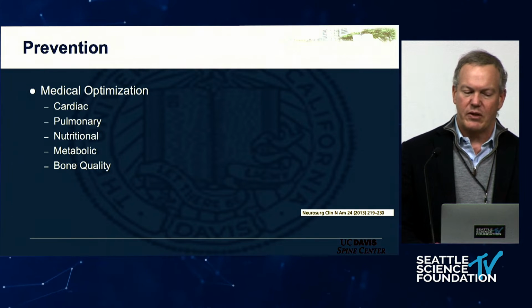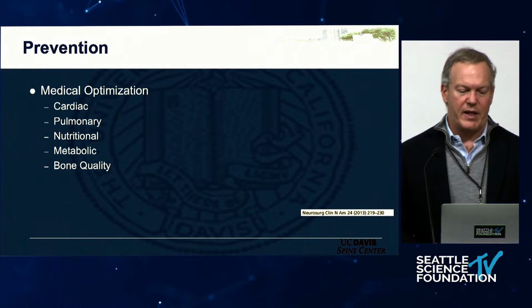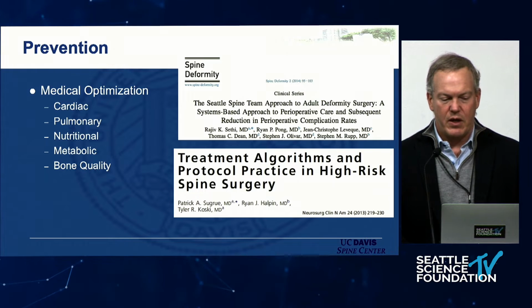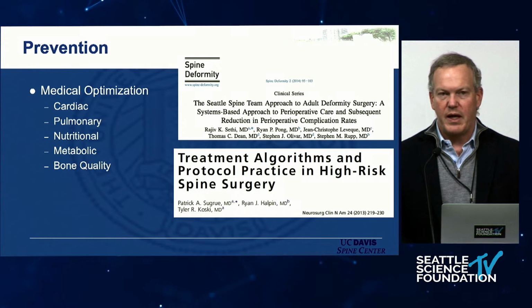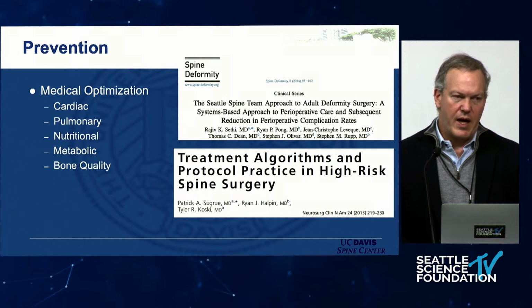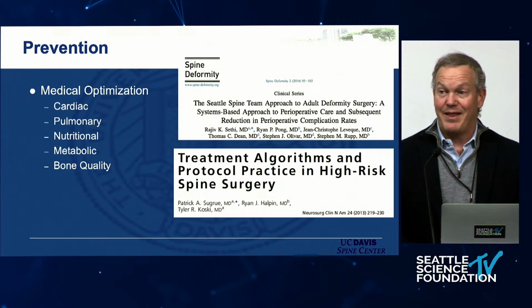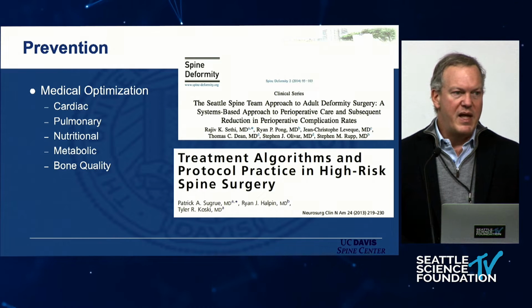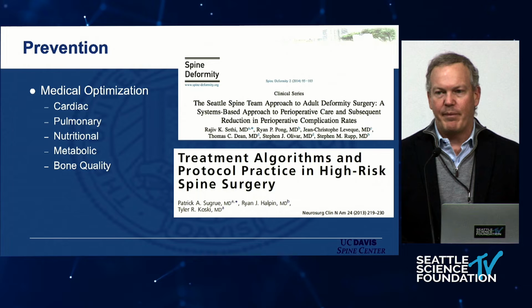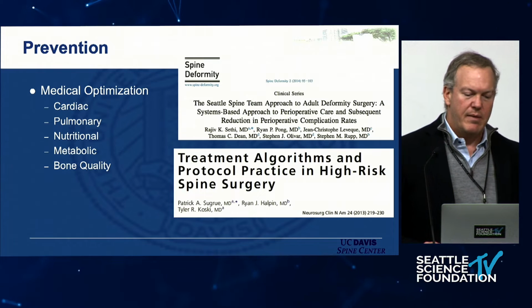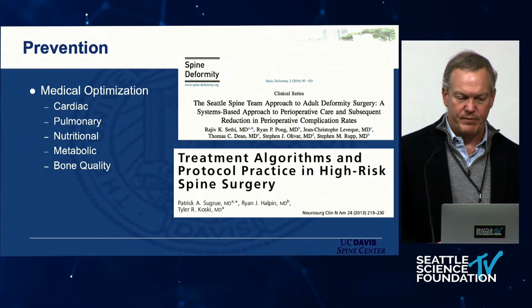Medical optimization, cardiac, pulmonary, nutritional, metabolic, and bone health, is critical. The Seattle group has done a wonderful job, and JC can talk about the work he's done with Sethi, looking at this team approach and understanding how to treat patients appropriately. And Tyler Koski, of course, in Chicago, has done a wonderful job of developing teams. With the advent of these papers, all of us at large deformity centers have followed suit. We have teams that work together to help us mitigate complications and do this pre-optimization of our patients, to make sure we have them in the best possible place before we take them in the operating room and do all that tremendous damage.